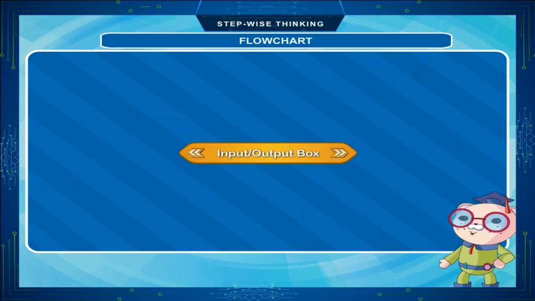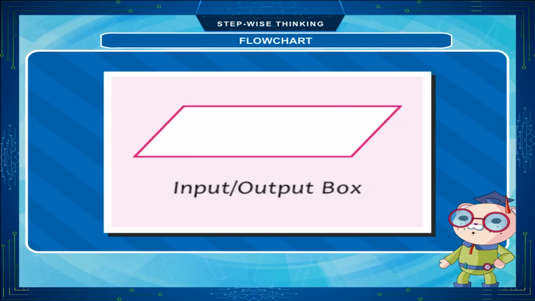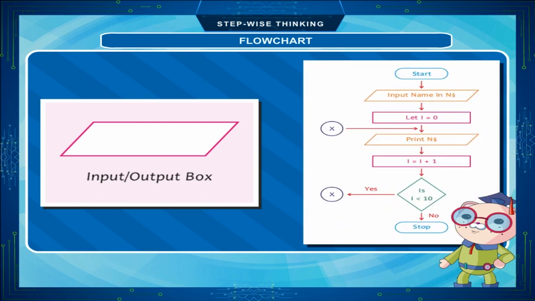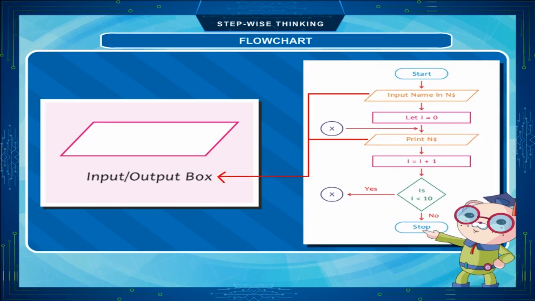Input or output box. The input or output box in a flowchart is just like a parallelogram in shape. To make any type of input in the computer or to display any type of output, this box is used to write inside it. The statements like input, print, etc. of basic language are used to type inside this box.